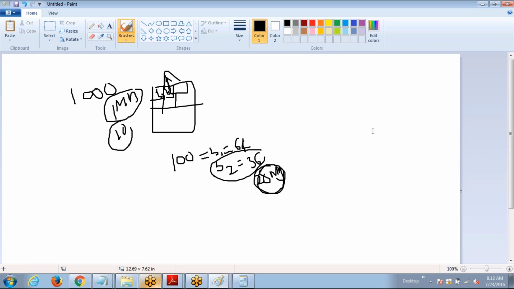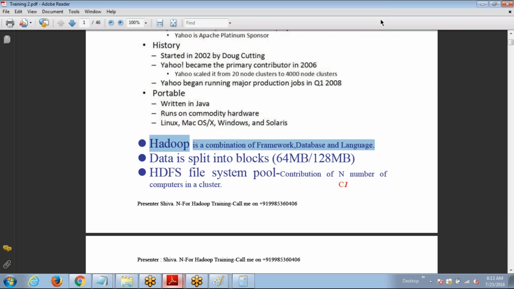Right, Krishnaveni? Did you get that? So your entire computer's hard drive will not be divided into 64 MB. On top view, yes, it can, but that leftover space will be used for other blocks also, to utilize 100% of the storage you have in your Hadoop cluster. Okay, so let's move on with our discussion.